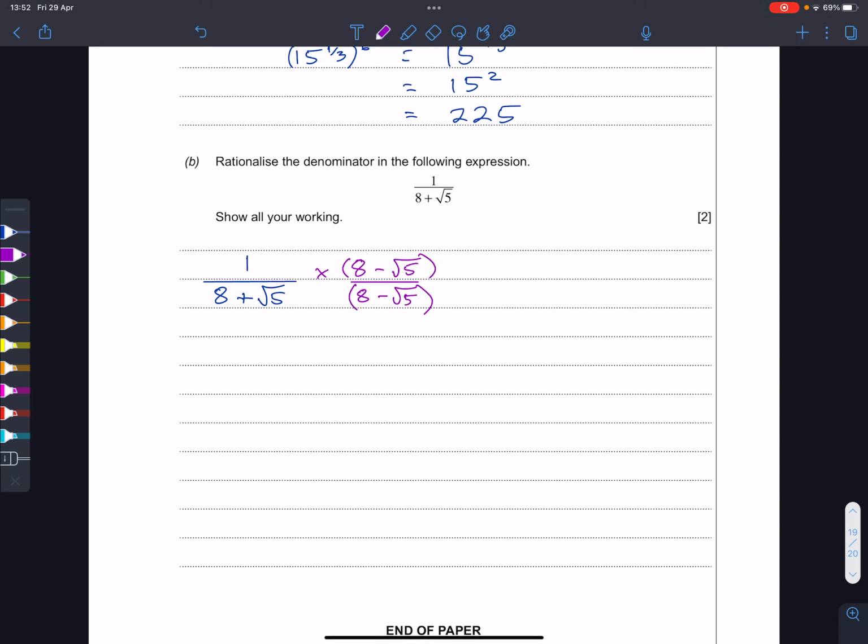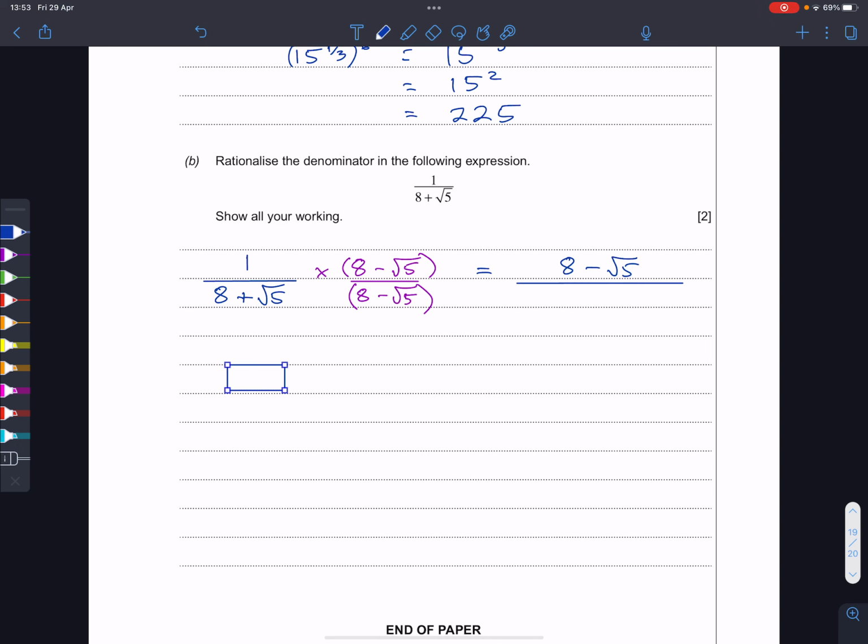So on the top, we get a nice multiplication because it's just 1 times something, which is that something: 8 minus root 5. On the bottom, we've got a double bracket expansion. Because we need to show all our working, I'm going to do that double bracket expansion. As you know, I use a grid method to be able to do this.